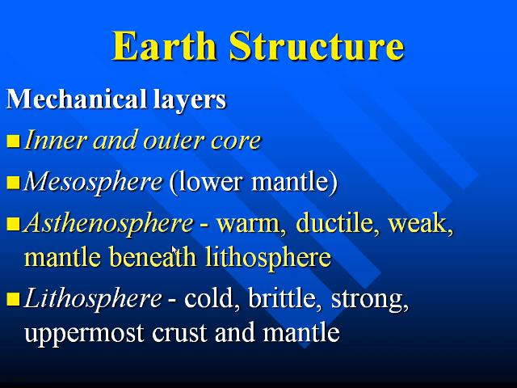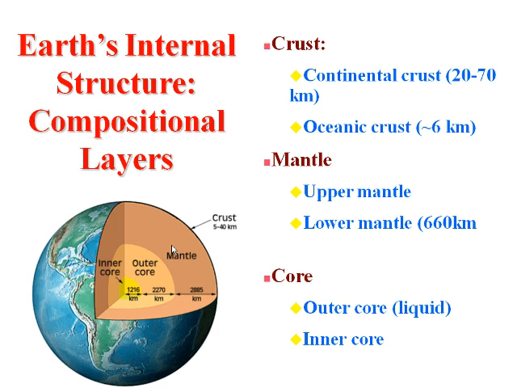So you have the inner and outer core, and then you have the mesosphere, which is the lower mantle. The asthenosphere is really important. That's the warm stuff, the really weird plasticky feeling, flexible, movable. That's what ductile means, able to be manipulated. And it's beneath the lithosphere. The lithosphere is cold, really brittle, and very strong. It's the uppermost crust and the top of the mantle that's also really strong and tough.